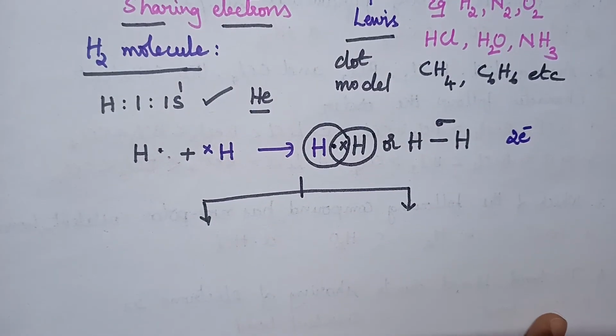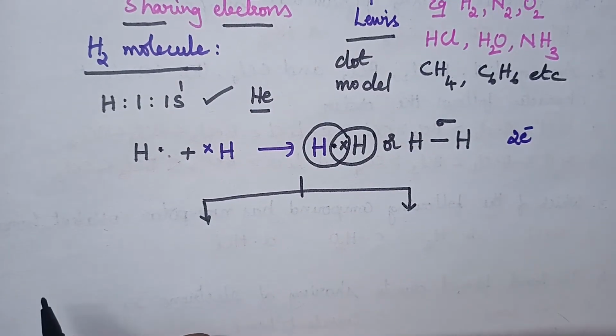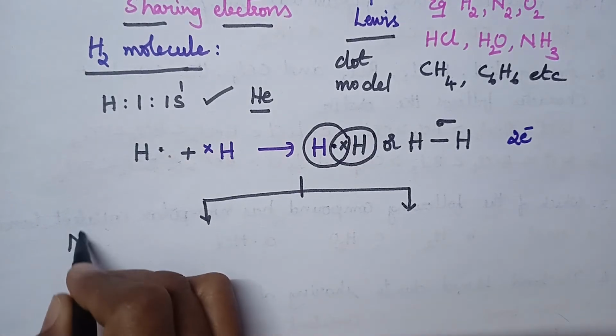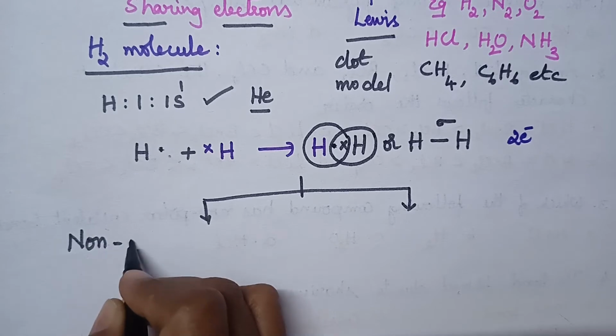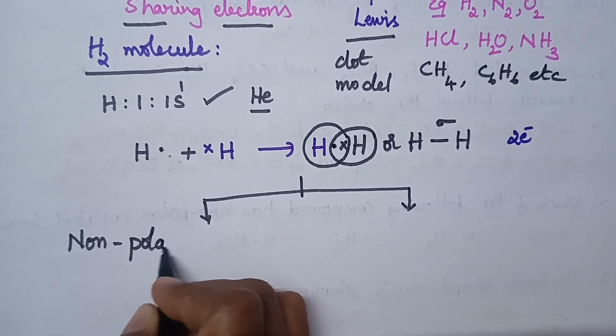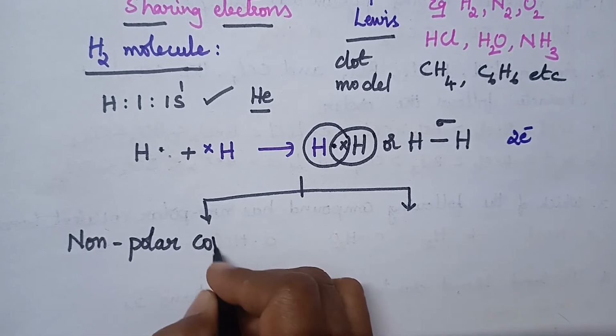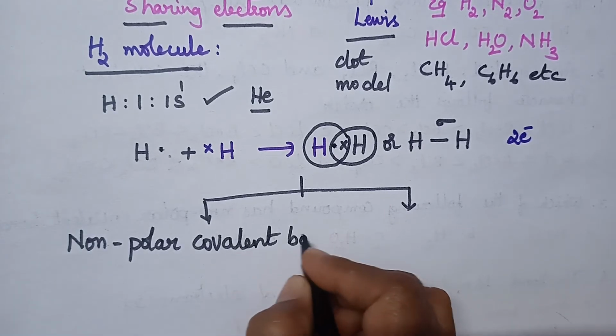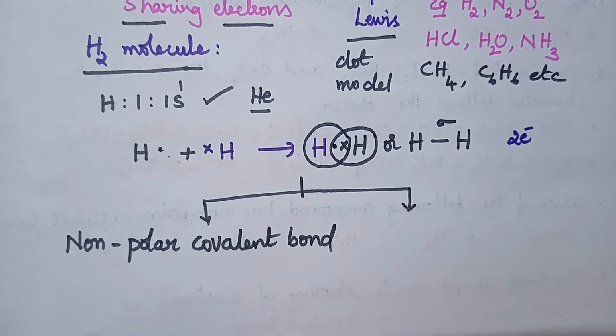If a covalent bond is formed between the atoms having similar electronegativity values, then it is called non-polar covalent bond. So covalent bond can be classified into two categories. One is non-polar covalent bond and the other one is polar covalent bond.